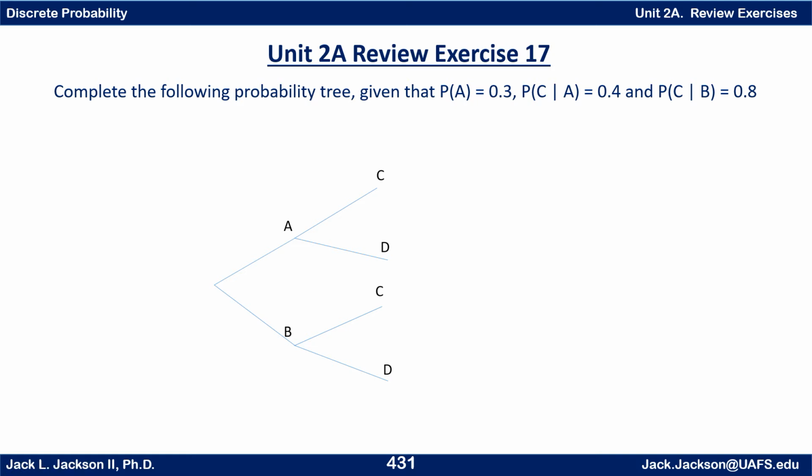So, enter the information that I give you here in this tree and use this knowledge about trees that we just went over to complete this tree. Don't forget the probabilities at the ends of the paths as well as the probabilities along every edge. We're given that the probability of A is 0.3, the probability of C given A is 0.4, and the probability of C given B is 0.8. Finish the tree. Press pause now.